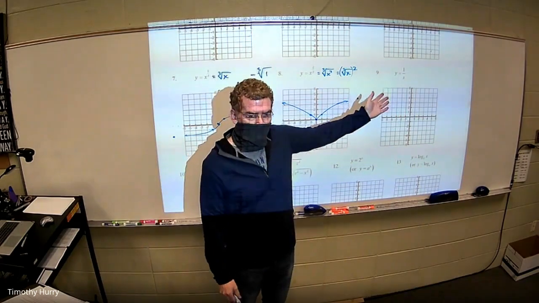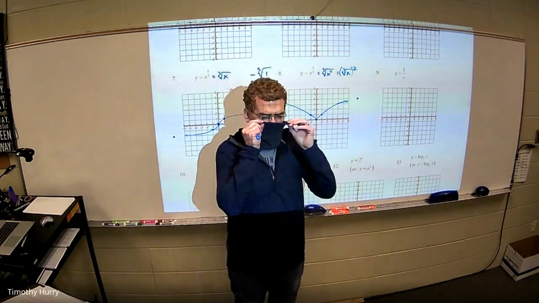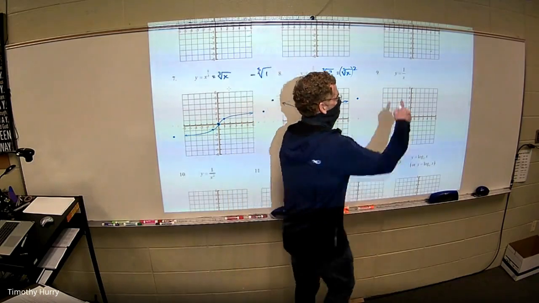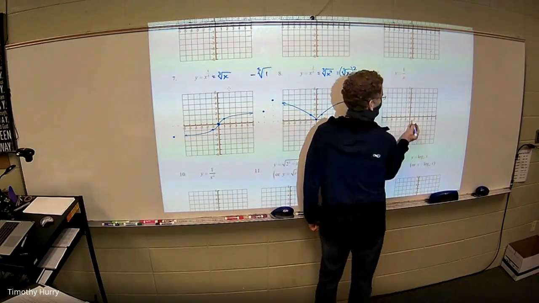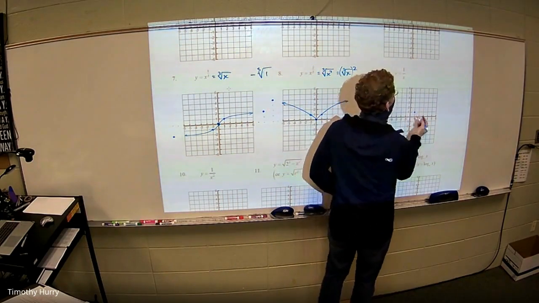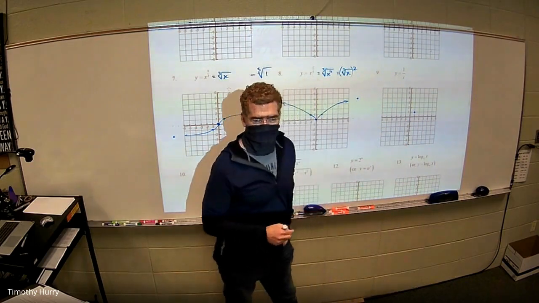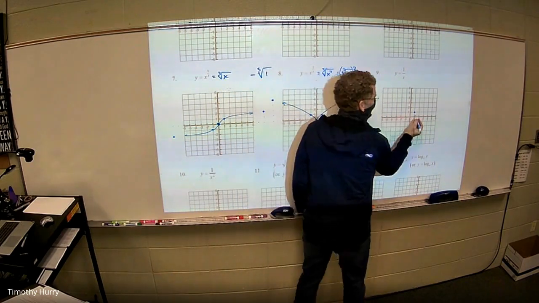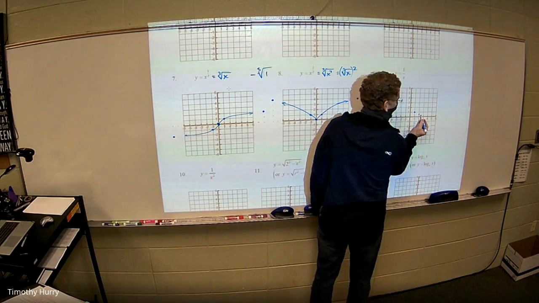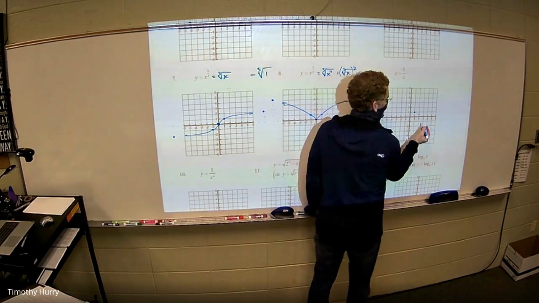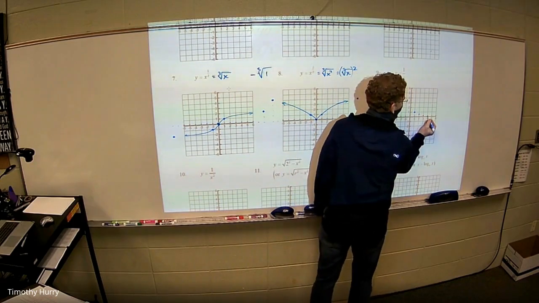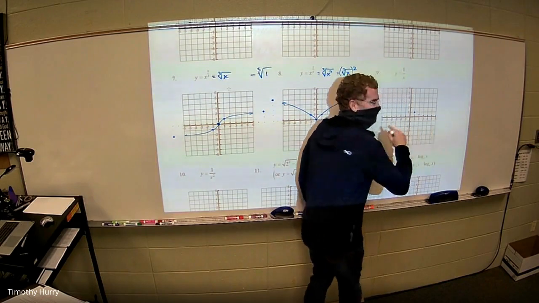Now, what values do you want to plug in there just to kind of get started? 1, if I plug a 1 in there, I get 1 over 1, which is 1. What happens if I plug a 2 in there? I get a half. So if x is 2, I get a half. What about x is 3? A third. x is 4, a fourth. x is 5, a fifth. So what's happening as I move to the right?